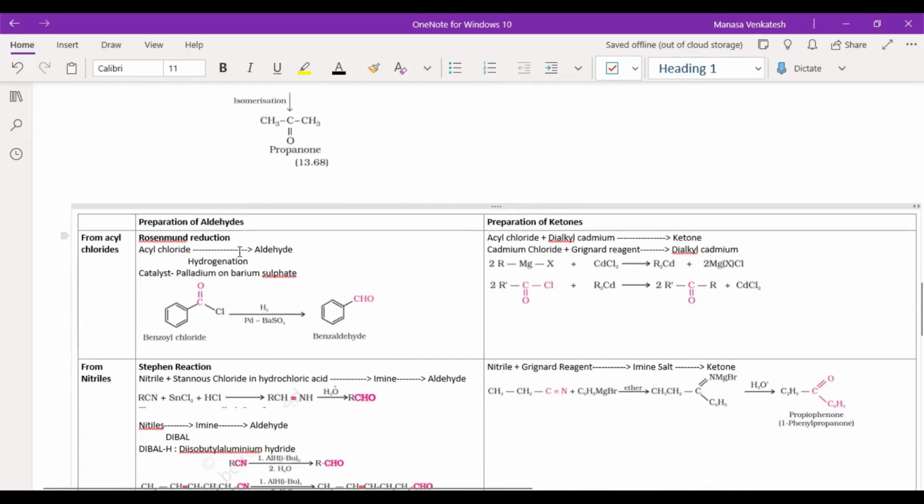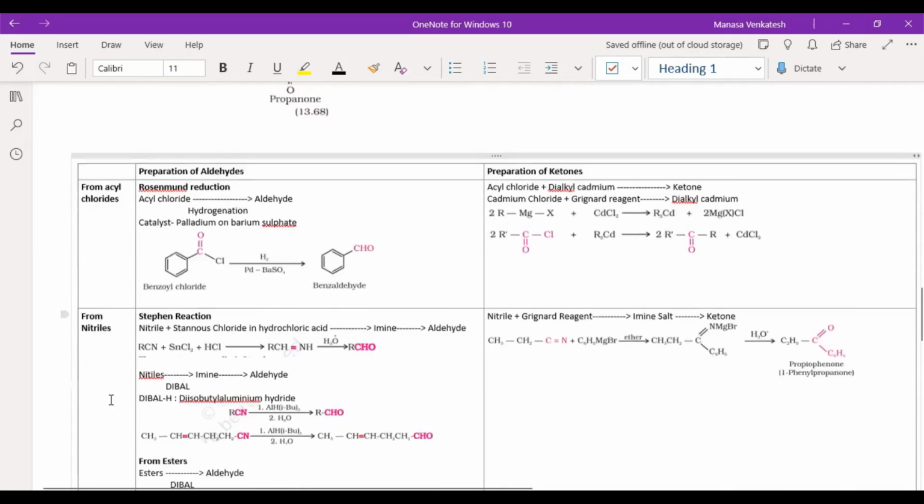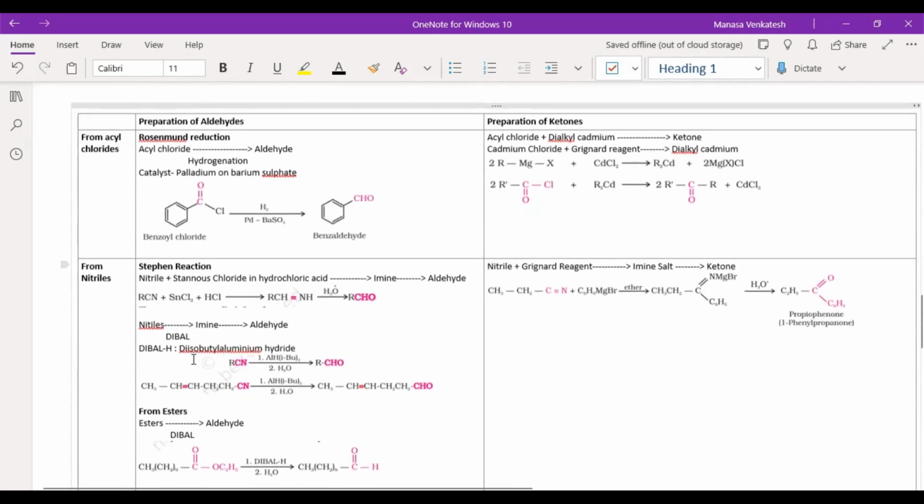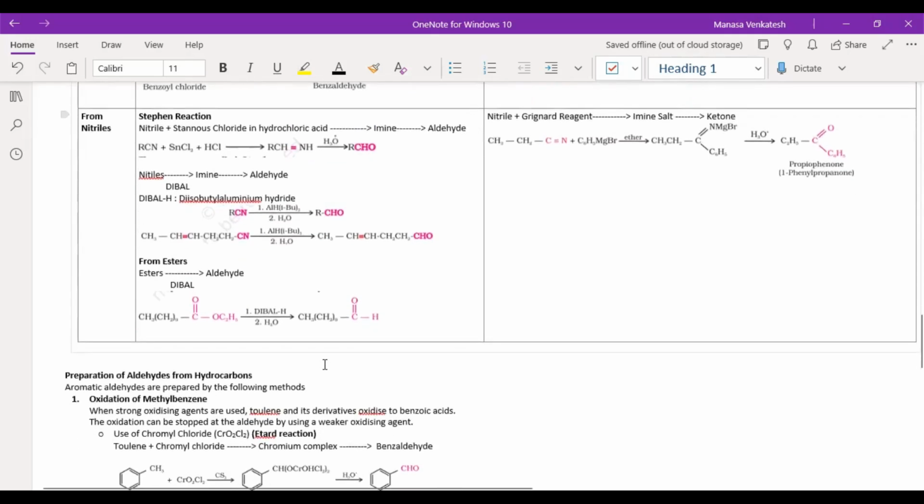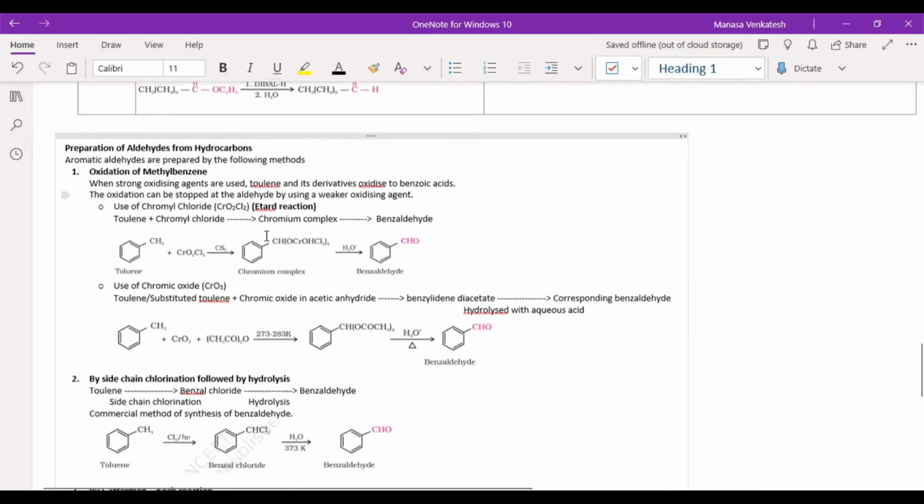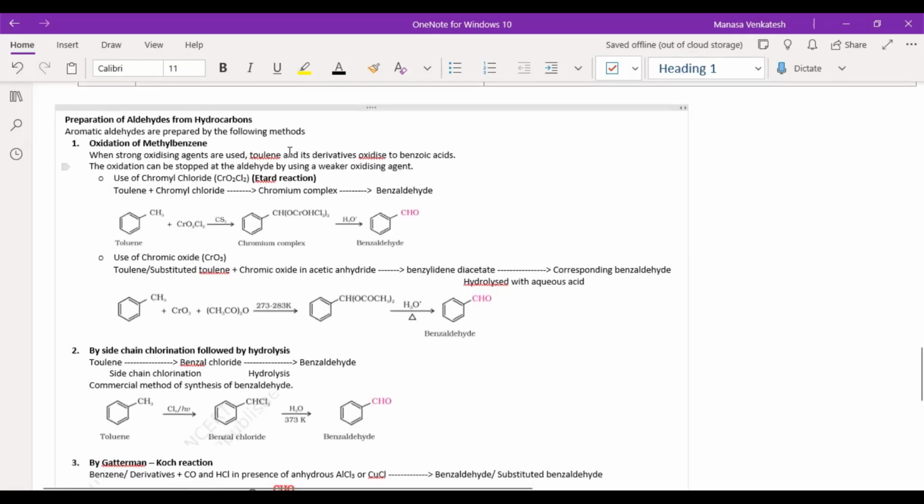Now, when we talk about preparation of aldehydes and ketones together, we have it from alkyl chlorides and from nitriles, as well as from esters for aldehydes alone. Do not learn them separately and confuse yourself, but learn them in the form of this comparison, and it will make things relatively easy. The next one is from hydrocarbons, preparation of aldehydes from hydrocarbons, and this is mainly used for aromatic aldehydes. So you have strong oxidizing agents, they will get converted directly to acid.